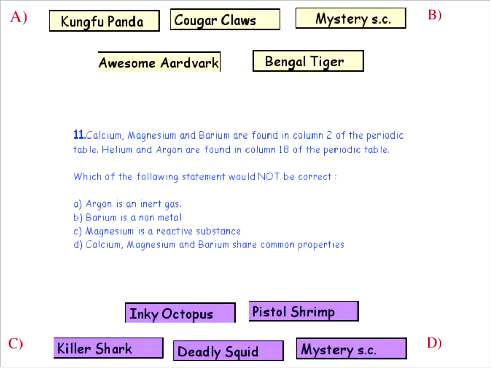On to the next one, and again, I'm sorry guys, I'm going to have to go through this fairly quickly. Calcium, magnesium, and barium are found in column 2 of the periodic table. Helium and argon are found in column 18 of the periodic table. Which of the following statements would not be correct?